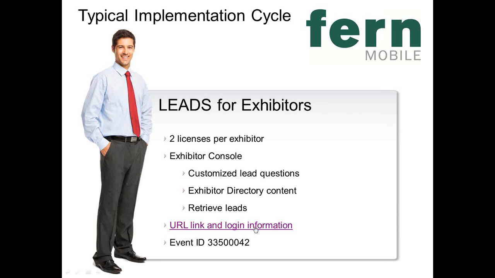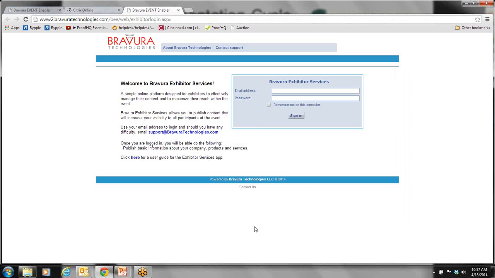So I'm going to go ahead and log in. This is what the welcome page to the exhibitor console looks like. You'll all be receiving an email that has this URL and instructions on how to log in. It's an easy login. You'll just use the same email address that you used when you registered for the conference. So I've got a sample login that I'm going to use here.